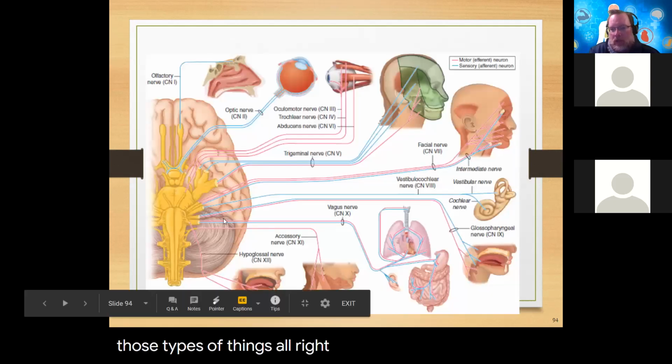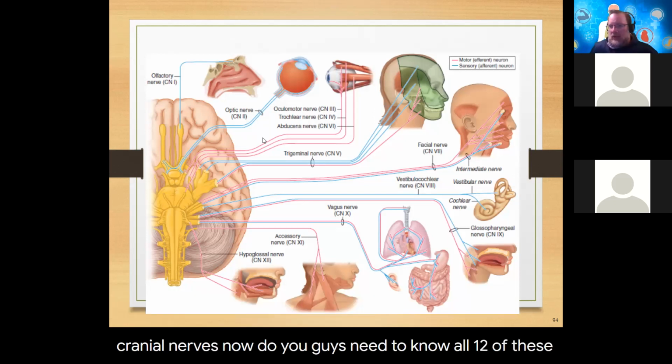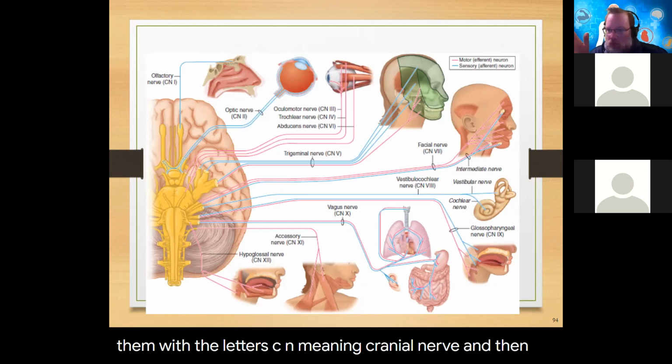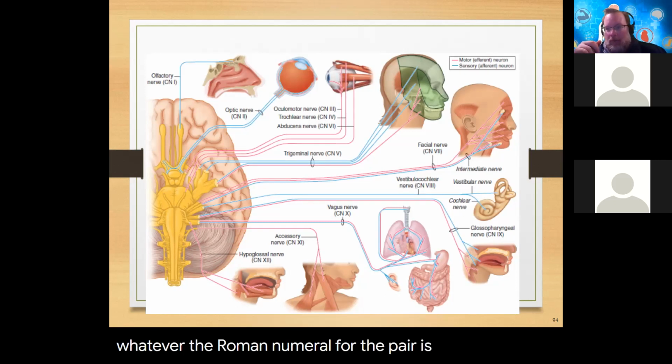All right. So we look at the map for the cranial nerves. Now, do you guys need to know all 12 of these pairs? Probably not, but I think it would be a good idea to know a couple of things. First of all, that we do have 12 pairs. They are numbered using what are called Roman numerals, and we also abbreviate them with the letters CN, meaning cranial nerve, and then whatever the Roman numeral for the pair is. Oftentimes the name of the nerve will tell us a little bit of information about it.